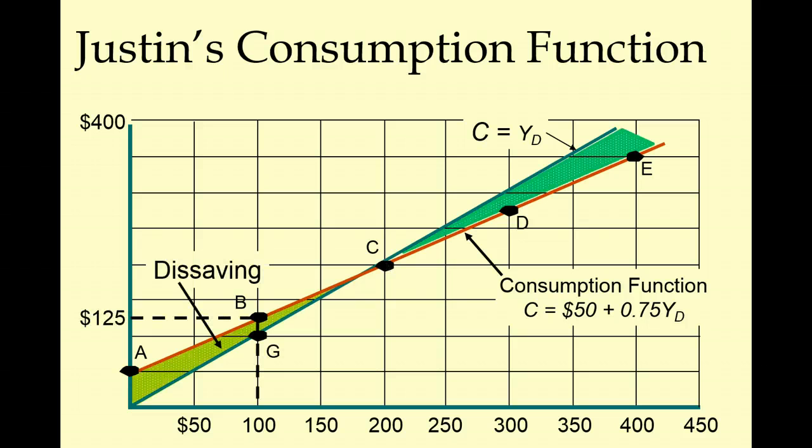So for income levels above 200, Justin must be saving some amount of money because the points along his consumption function are below the 45-degree line. Here, for income levels below 200, Justin must be dipping into savings, or dissavings, because the points along Justin's consumption function are above the 45-degree line.